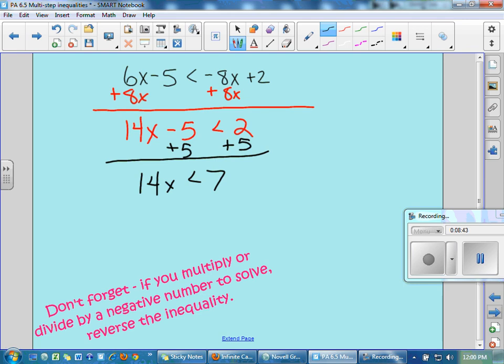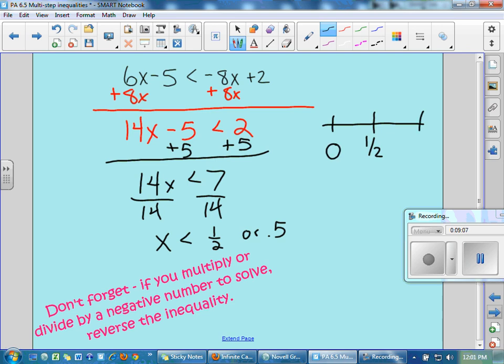Oh, man. We got a fraction here. That's okay. Divided by 14. Not 0.2. 0.5. X is less than 1/2, or 0.5. Wait, so then when you're graphing it, would you do like 1 and then 0.5 and then have the line right there? Yep, let's look at it. When we graph it, we put 1/2 in the middle. Over here I'd put 0. Over here I'd put 1.